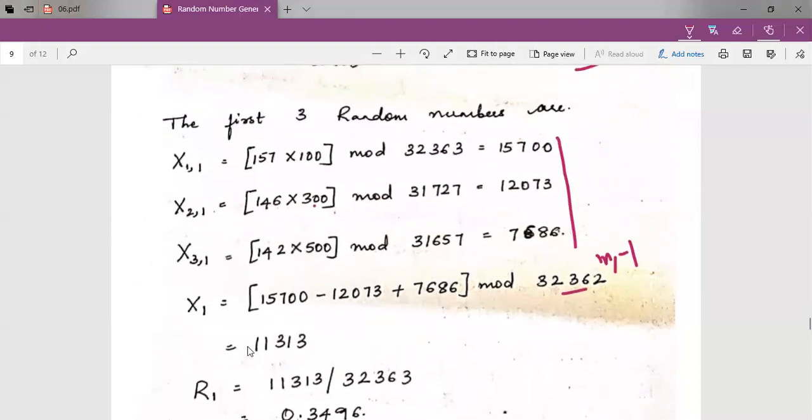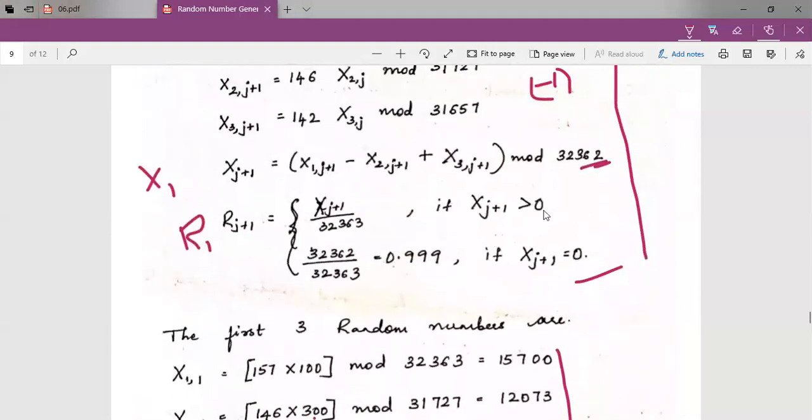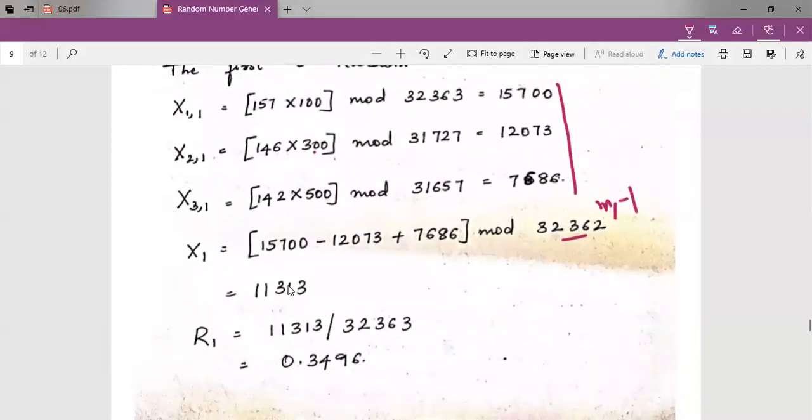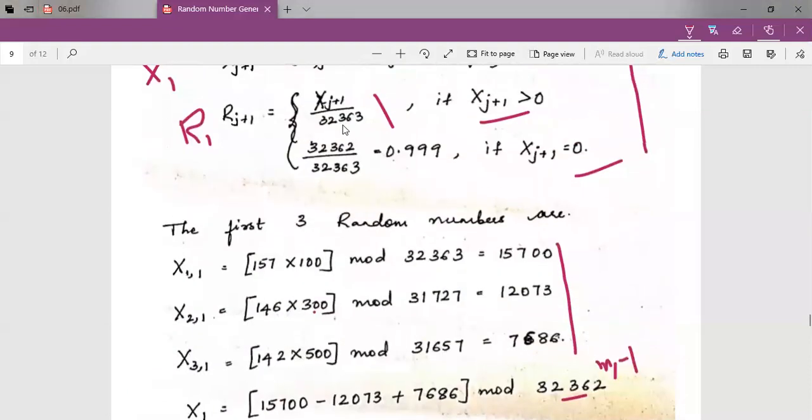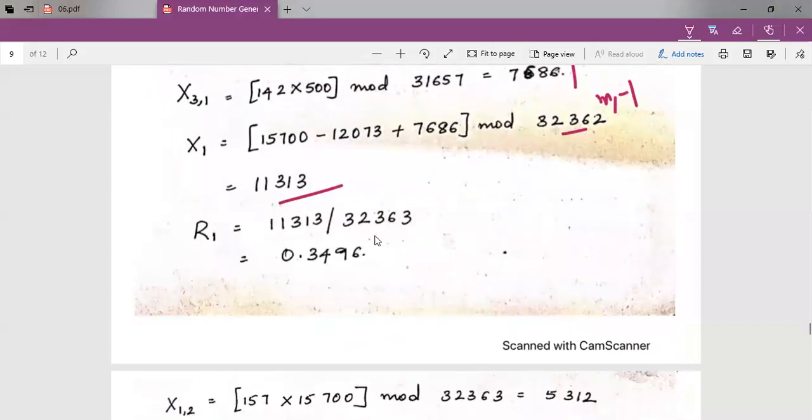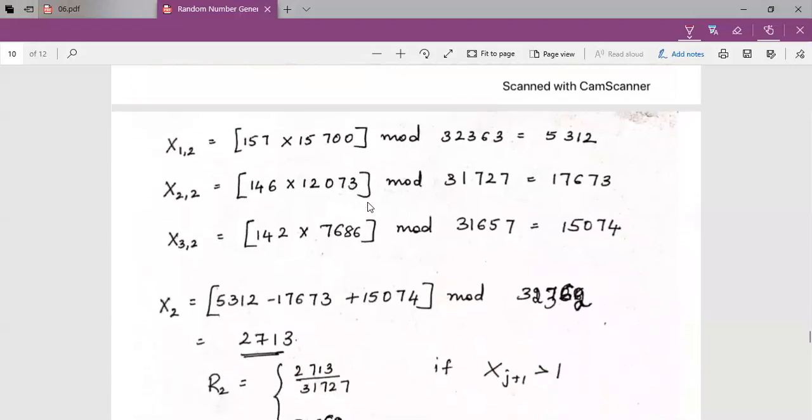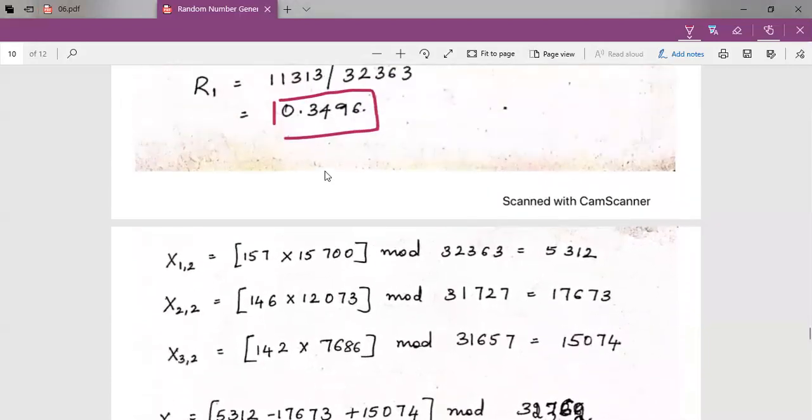Then since x1 is 11313, check whether it is greater than 0. Definitely it is greater than 0. So use this formula. Fine. So it is nothing but x1 value divided by, what is the value? Modulus of the first generator, that is m1 value, that is 32363. What is the answer I'm getting here? 0.3496.